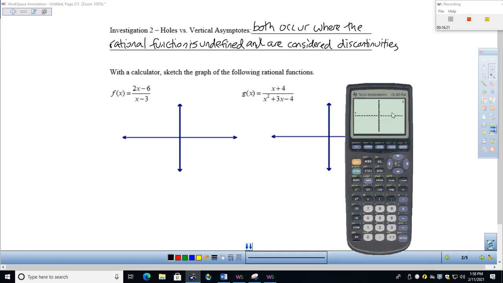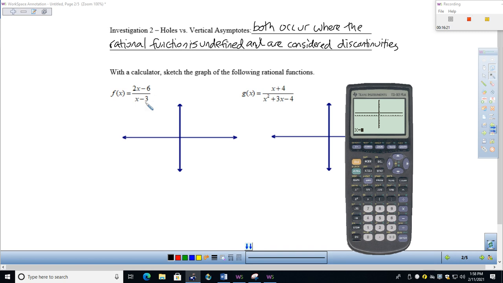Now, first and foremost, there's no vertical asymptote at x equals 3 when I was expecting one. But what is going on when x equals 3? I'm going to hit second trace and do a little value. If I actually do try to put 3 into the function, I get 2 times 3, which is 6, 6 minus 6, so I get 0 in the numerator. I get 0 in the denominator. 0 divided by 0 is undefined.